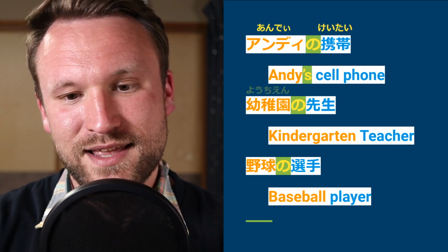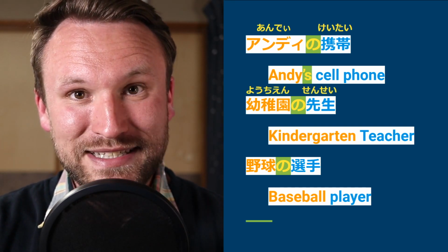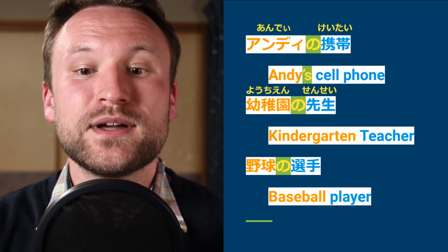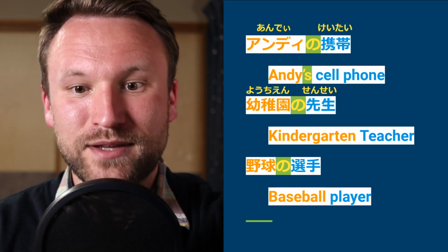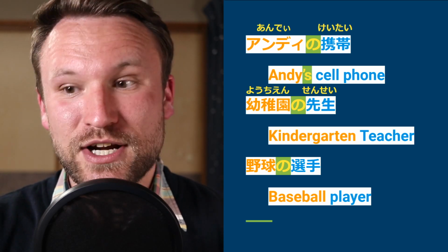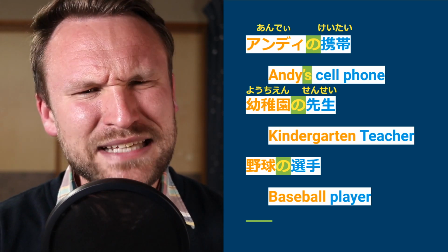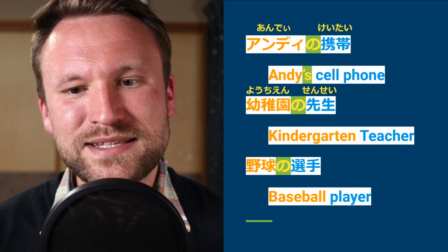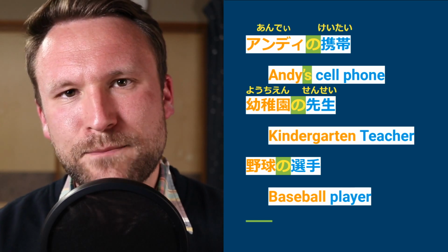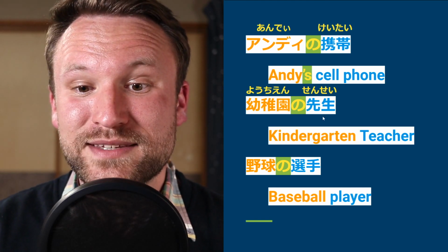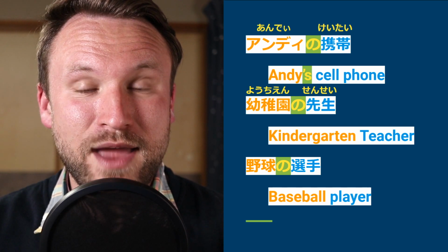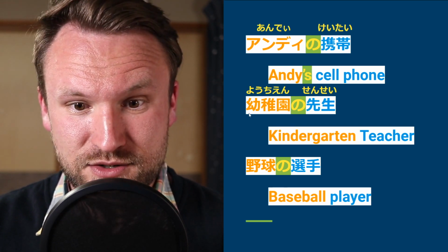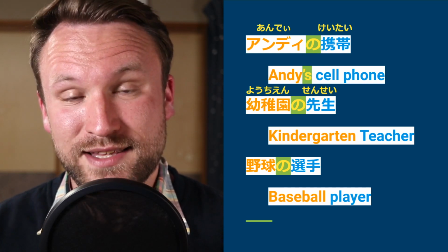But in our next sentence, youchien no sensei. Youchien is kindergarten. Sensei is, of course, I'm sure you know, maybe not, but you probably know if you're at this point, teacher. So kindergarten teacher. Now this is not the possessive. It's similar, right? But it's not the possessive like we think of it in English. It's basically describing more about noun B. Noun B in this situation is sensei. And what kind of teacher? Well, they're a kindergarten teacher. So we say youchien no sensei.